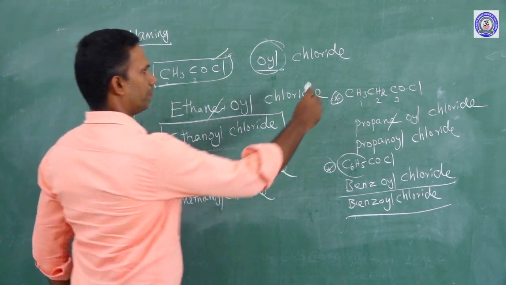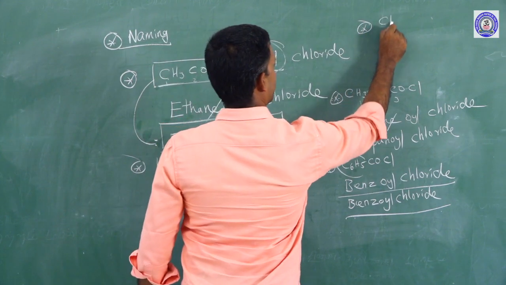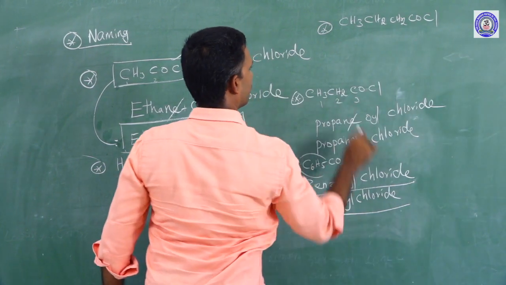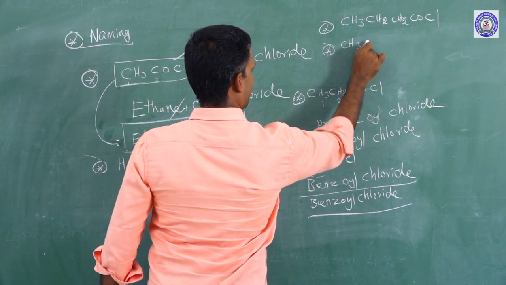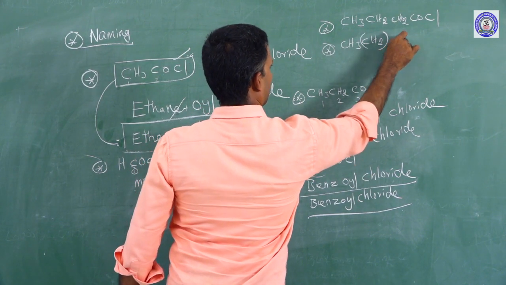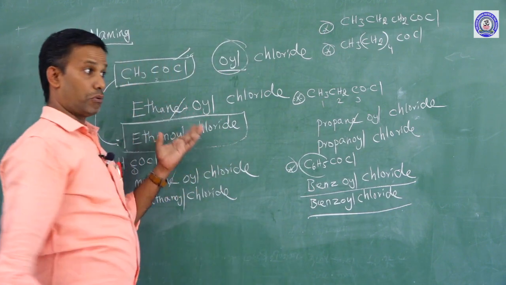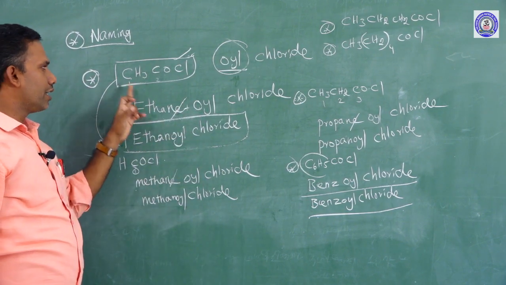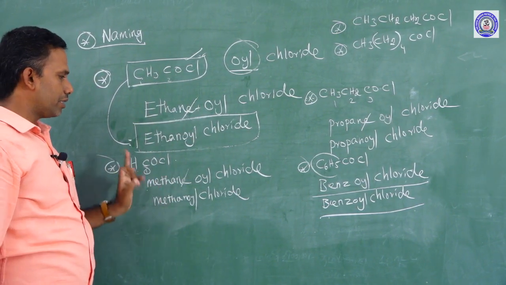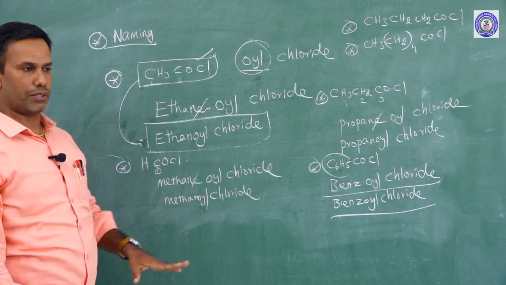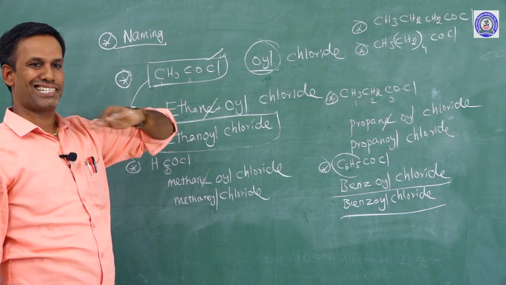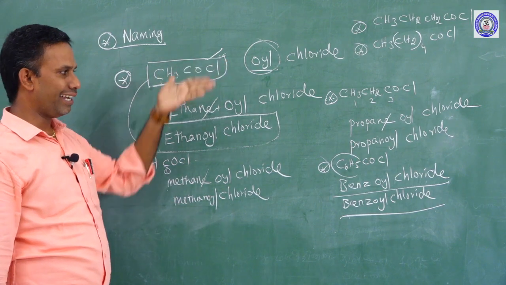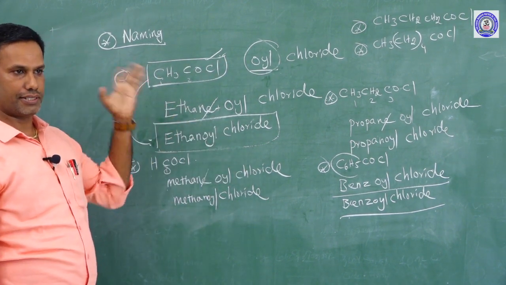You practice these two exercises at home for this naming. If you do these practices as per the rules and regulations, you will not go wrong. If you simply memorize CH3COCl as ethanoyl chloride and HCOCl as methanoyl chloride, it will surely go wrong. So keep following these systematic rules and regulations while naming all organic compounds. This is the naming methodology for the acid chlorides.